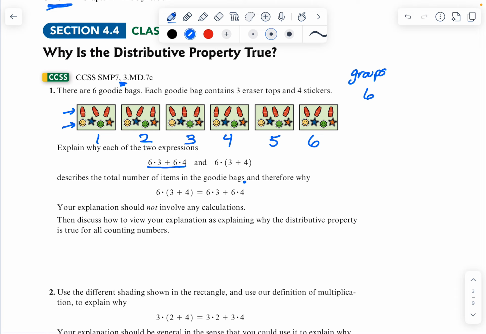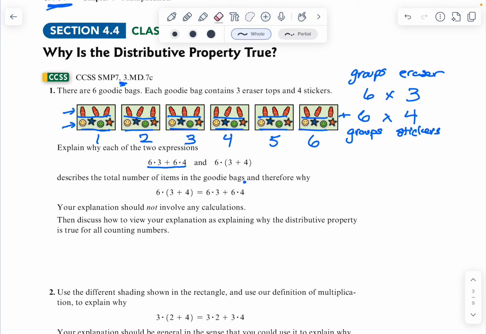And if I look at just the eraser tops in my goodie bags, I have 6 groups times 3 eraser tops. And then in addition to those eraser tops, though, I have 4 stickers in each bag. So I have 6 groups times the 4 stickers. And so if I want to ask the total number of items in the goodie bag, right, I'm going to add those 2 things together, 6 times 3 plus 6 times 4.